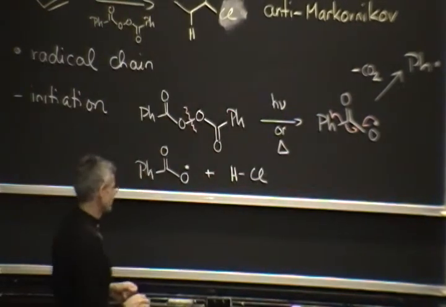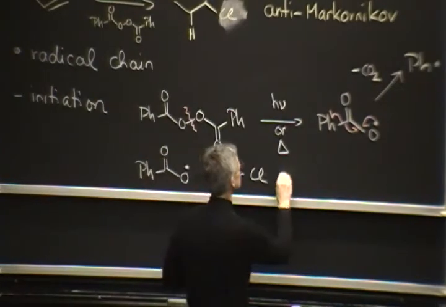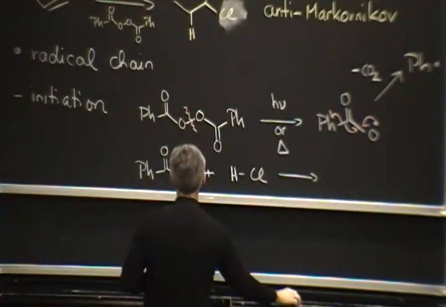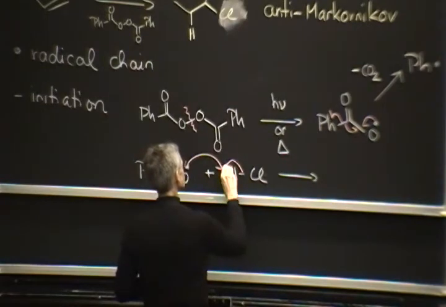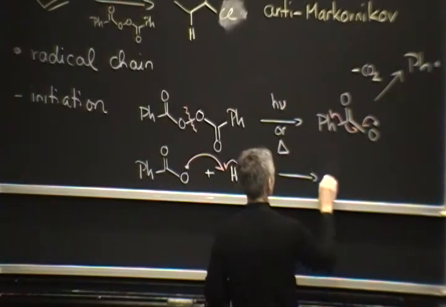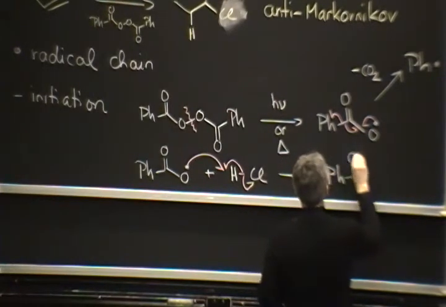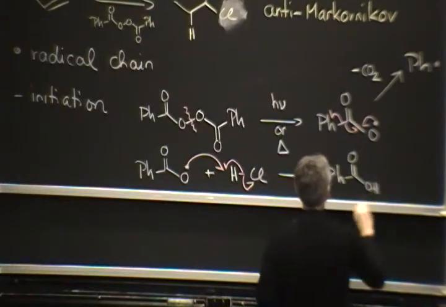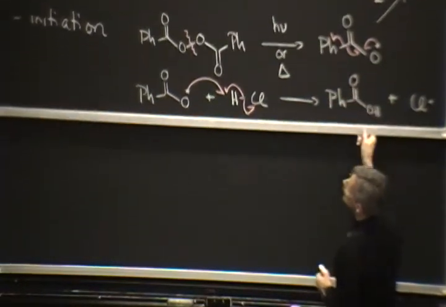This reacts with HCl via a hydrogen atom transfer reaction. It extracts a hydrogen atom, leaving us with a chlorine. So in this case we now generate benzoic acid plus the Cl dot.